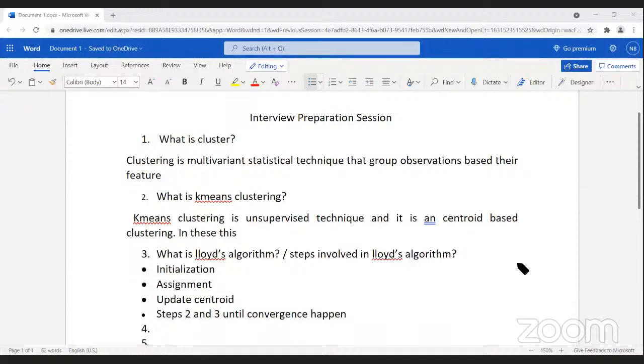Till when does it follow? It follows till all the clusters reach convergence. What does convergence mean? Convergence means a point in one cluster doesn't move to another cluster. It should not jump from one cluster to another cluster. Until then, the procedure should continue until convergence happens. This is how Lloyd's algorithm works.